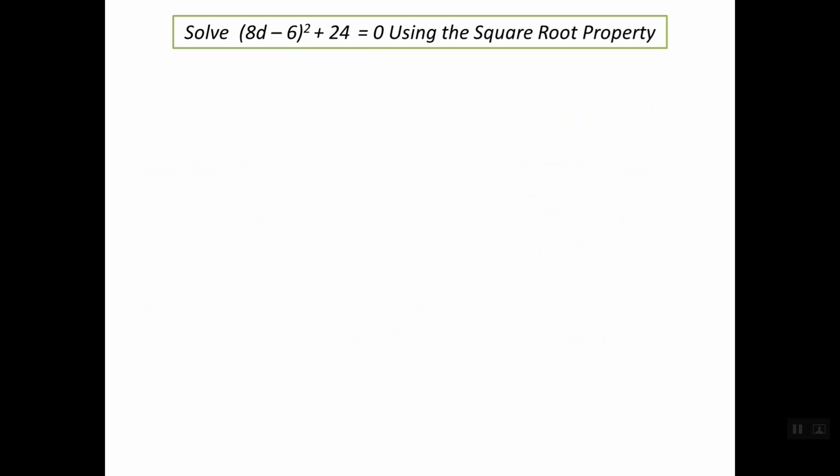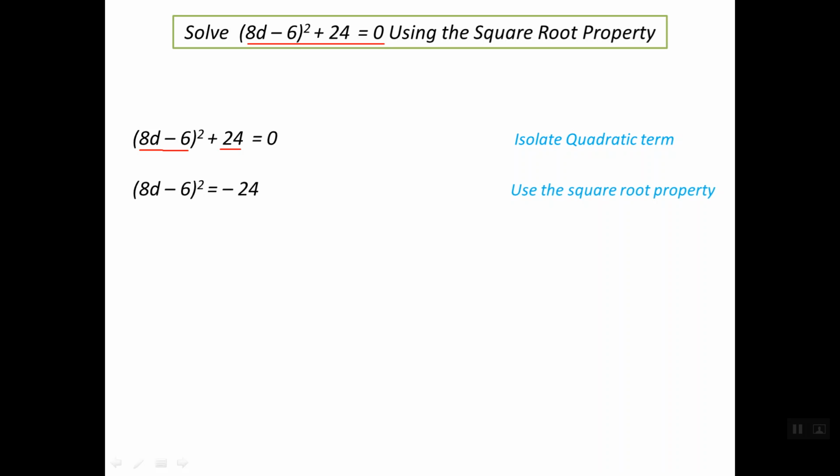Finally, let's solve 8d minus 6 all squared plus 24 equal to 0 using the square root property. First of all, we have the binomial squared on the left side and also the constant on the left side. So simply we can separate by adding minus 24. So by adding minus 24, we get 8d minus 6 all squared equal to minus 24.